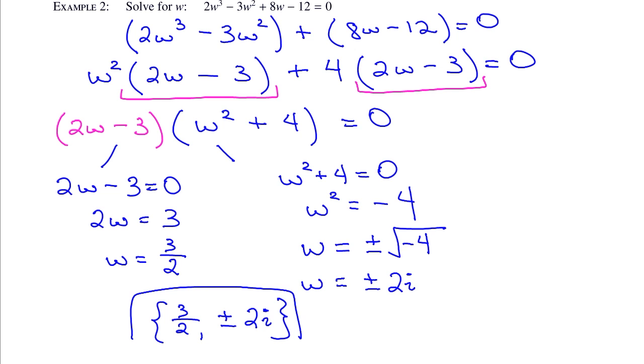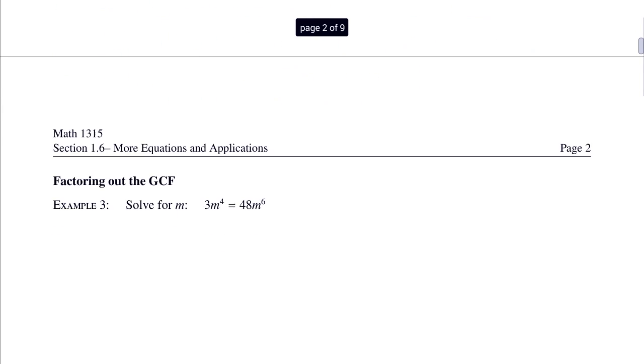On page 2, we look at a technique of factoring out the GCF. In example 3, we want to solve for m. 3m to the 4th is equal to 48m to the 6th. I'm going to start by moving the 48m to the 6th to the left side. That gives me 3m to the 4th minus 48m to the 6th equals 0.